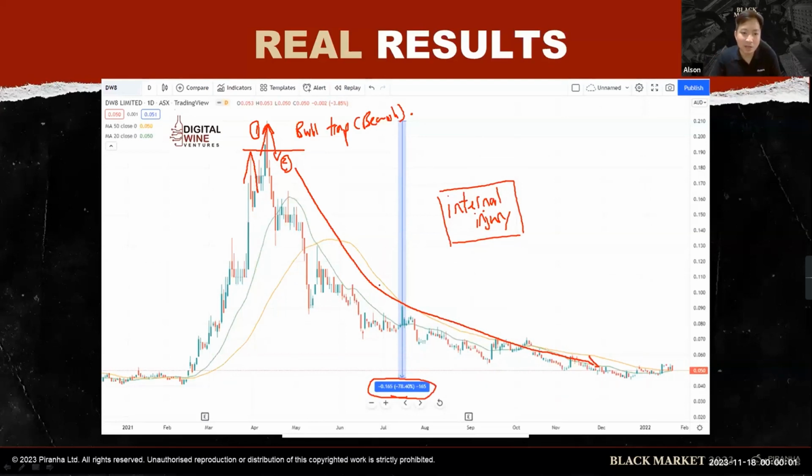Internal injury means it's going to take a long time to recover. Maybe 2, 3, 4 years, it's not going to recover soon. Understand? So if you miss selling here, I can tell you it's a slow grind. You probably need a major catalyst next time to even go back to all-time high, because a lot of people are waiting to sell. The stock chart is in major internal injury.